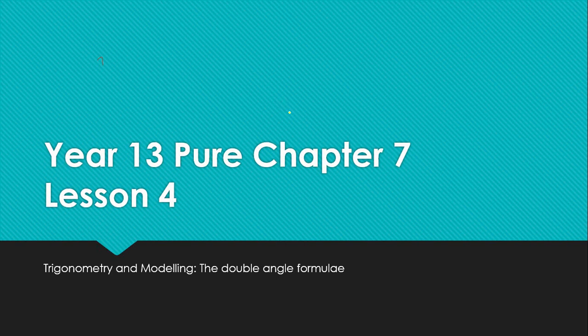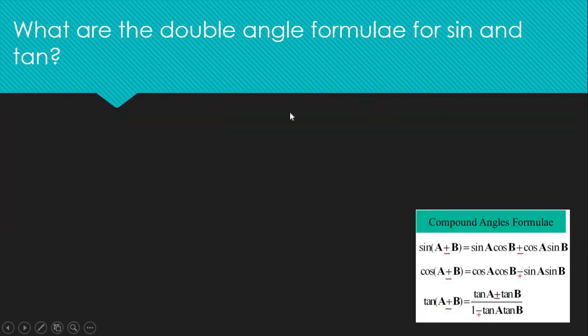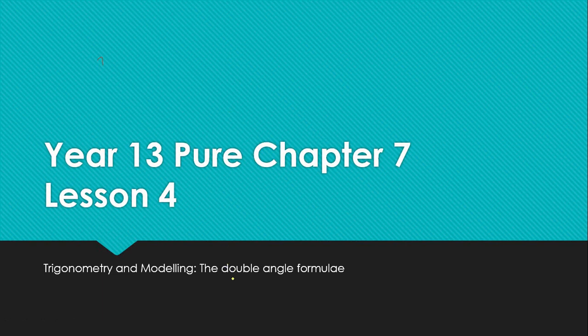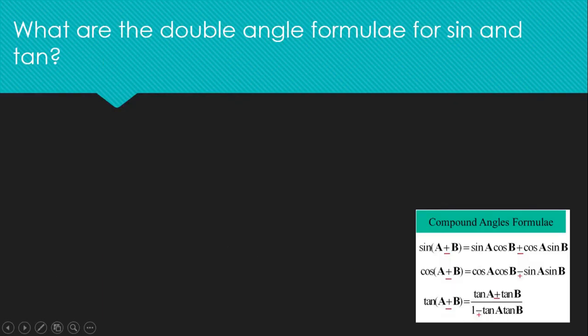Okay, this is lesson 4 of chapter 7 and we are today going to be learning about the double angle formulae, which are quite nice. So what are the double angle formulae? We're going to do sine and tan first. I'll tell you why in just a second. It's basically because cos is a bit more complicated.